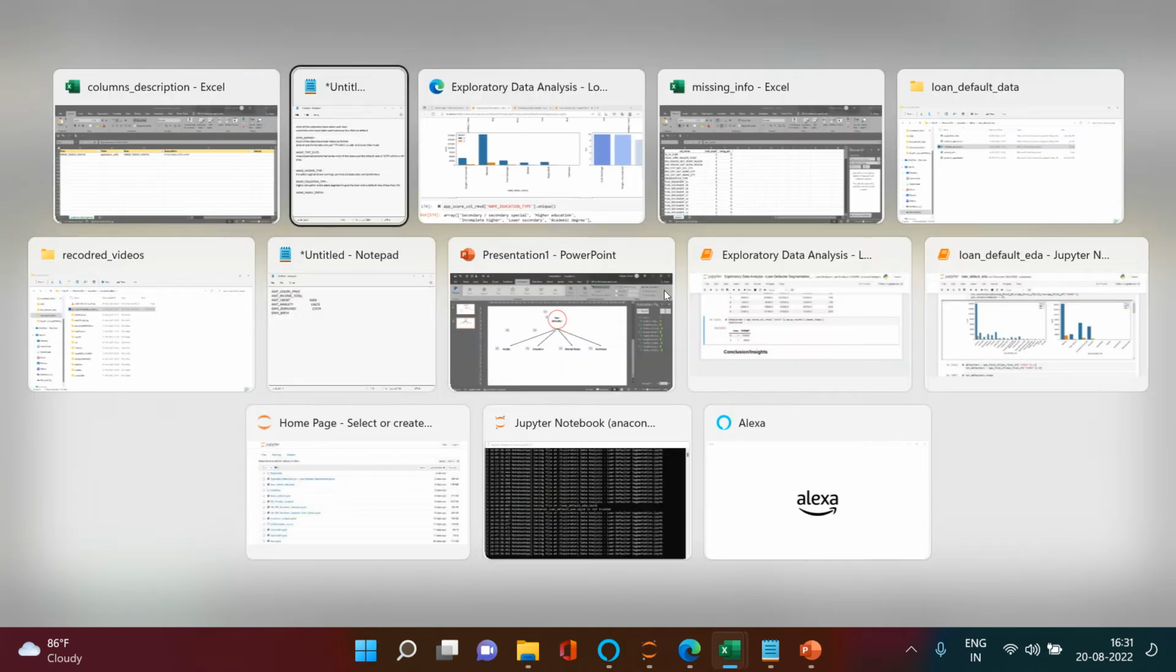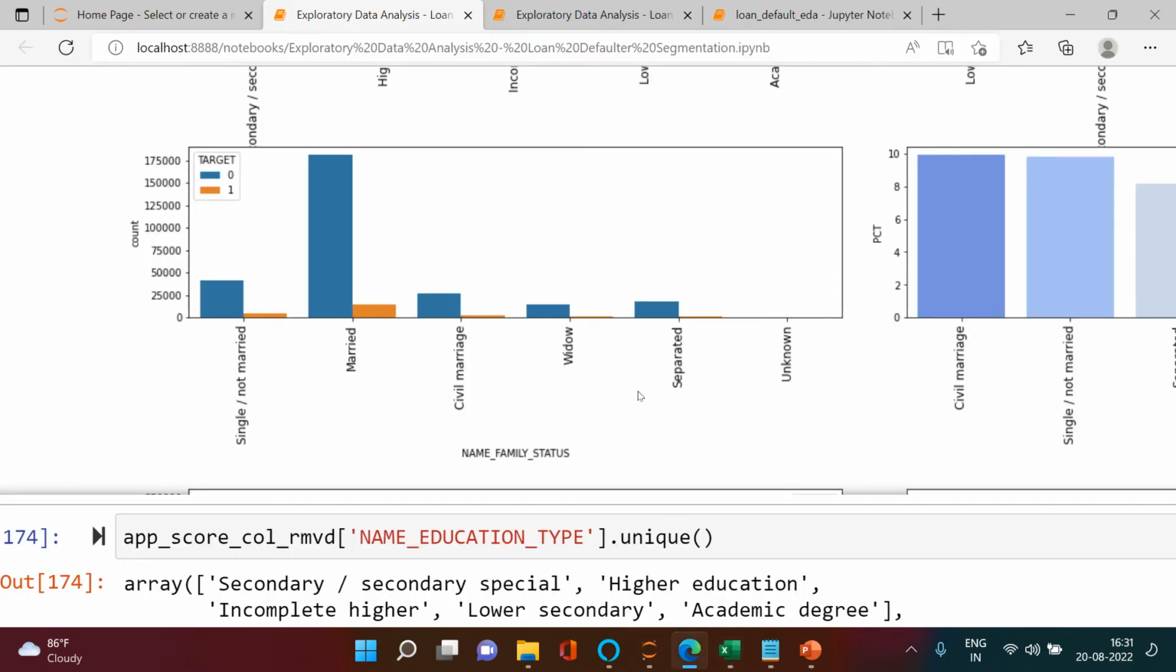That means whether the customer whom we are giving the loan is married, single, or whatever it is. So most of the loans have been given to married people, followed by single or not married, and we can also say civil marriage. The most number of loans have been given to these two segments, single or not married and married. And to some extent civil marriage is also considerable. Somewhere 25,000 customers are there under civil marriage. But you see civil marriage has the highest default rate, which is almost 10%.